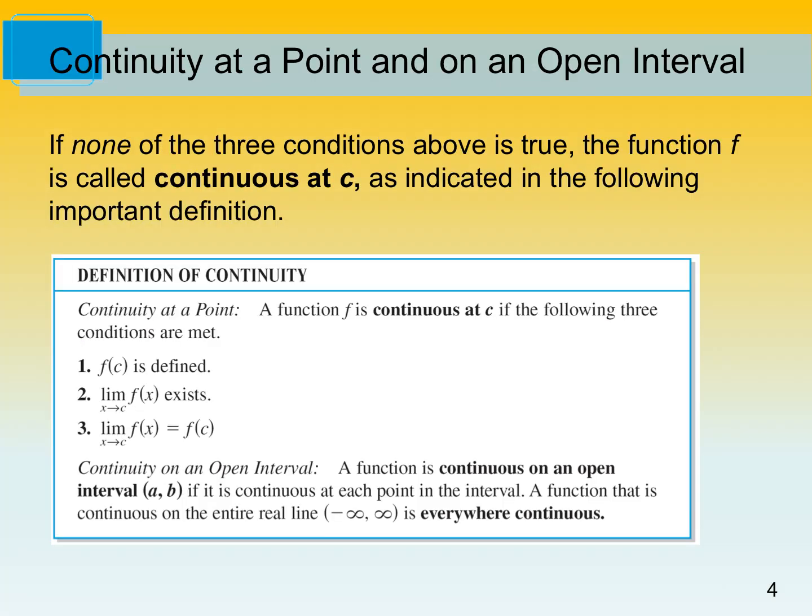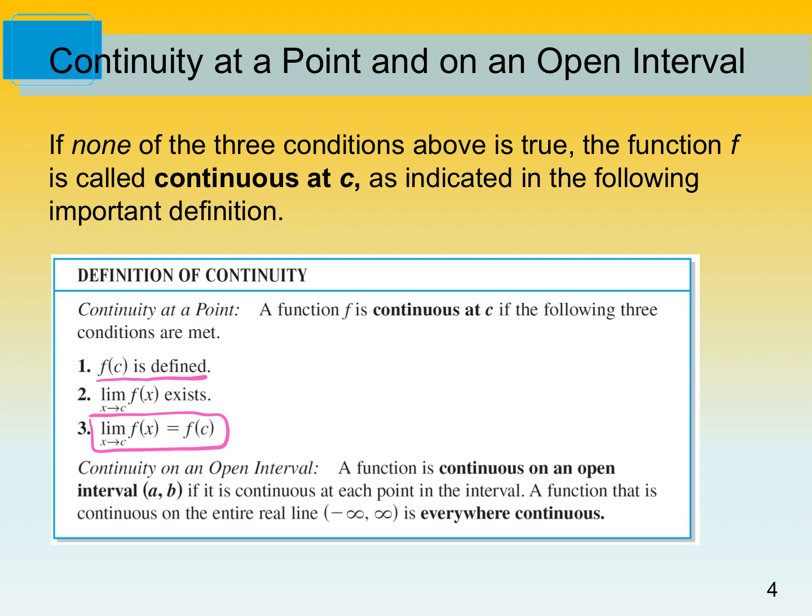So the definition of continuity at a point, a function is continuous at c if the following 3 conditions are met. If f of c is defined, so if f of a value exists, if the limit as x approaches c of f of x exists, so you need the limit to exist, and the third thing is that the limit as x approaches c of f of x has to equal f of c. So these 2 things have to be the same.